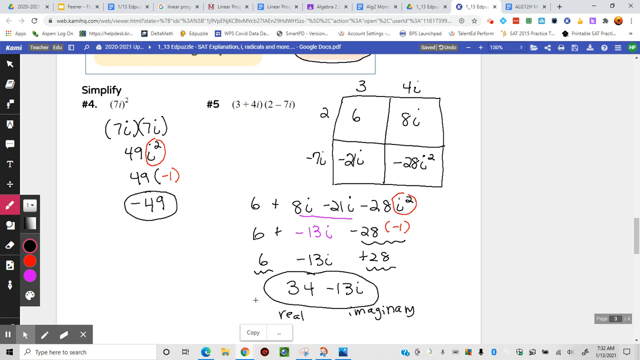Okay, so those are the 5 problems that we're going to try. We're going to keep working on those as well as quadratics because we're just about ready to move on to a new topic.